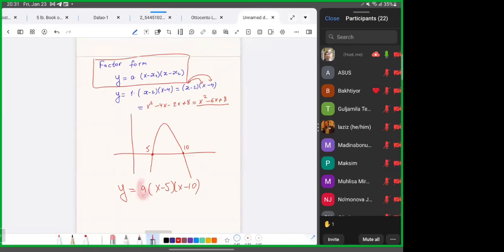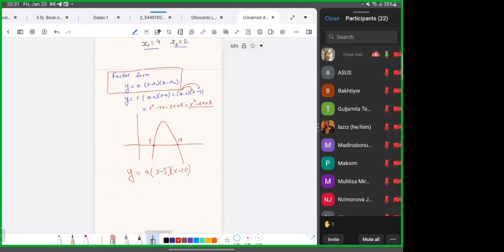And what about a? About a, we cannot calculate the value of a because we are given only 2 pieces of information. For fully defining a parabola, you need 3 pieces of information. You need this part as well. So that's why you cannot find the value of a here, guys. Here you can make only one conclusion: your parabola will be a downward parabola. Let's go, guys.